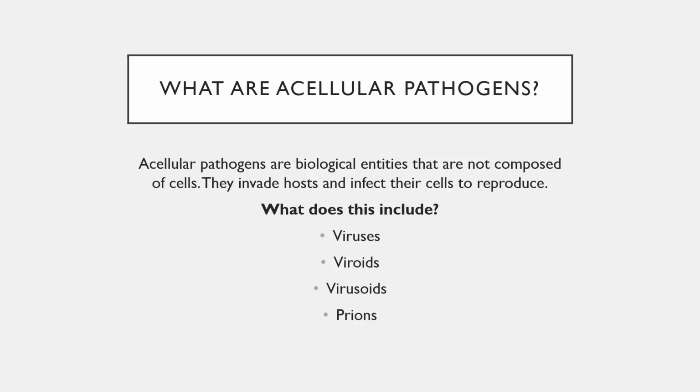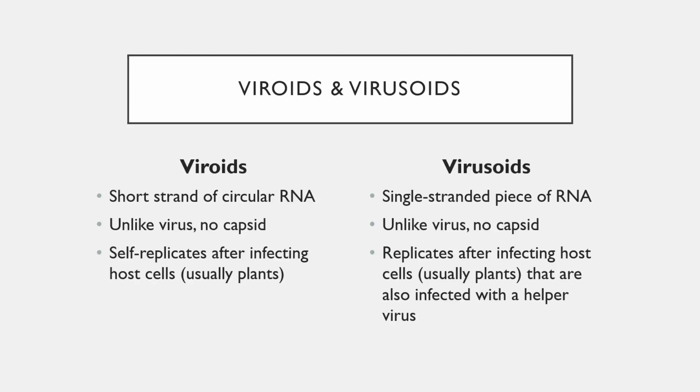Viroids and virusoids are unique types of pathogens that are not composed of a combination of protein and genetic material, but rather just pure genetic material. Both of them are composed of RNA without a protein capsid. Viroids are composed of a short strand of circular RNA, so a little RNA loop, while virusoids are composed of a single-stranded piece of RNA.